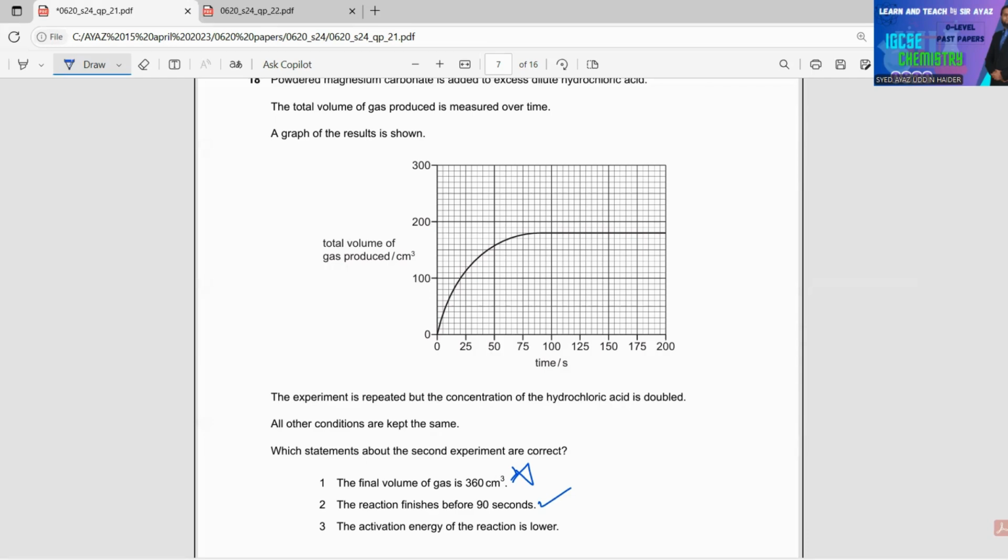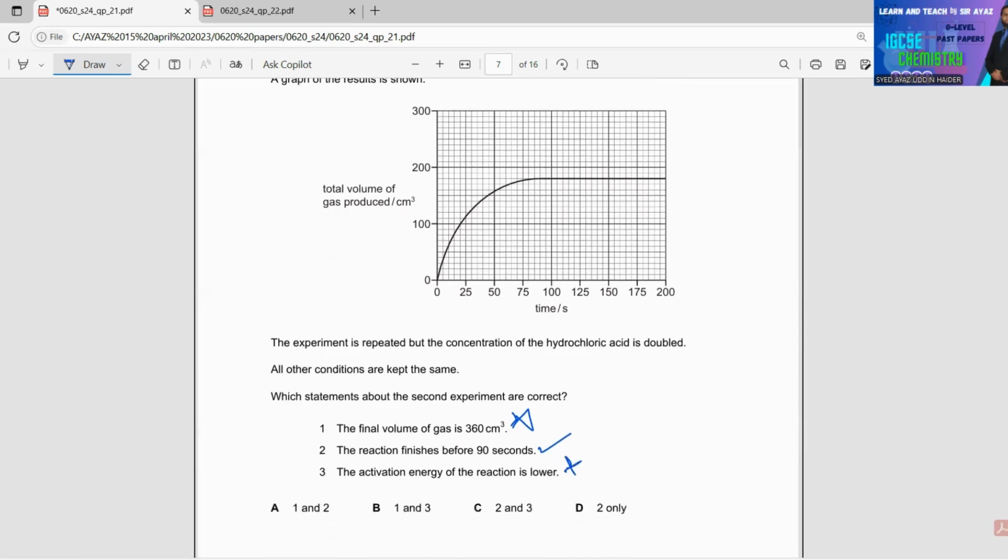3, the activation energy of the reaction is lower. The activation energy depends on the temperature. They are not raising the temperature. So there's no effect on the activation energy of the reaction due to doubling the concentration of hydrochloric acid. So 2 must be the right answer in this case. So D is the only choice which is correct in this case.